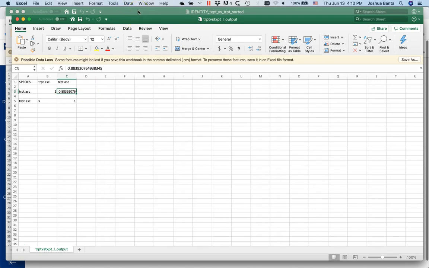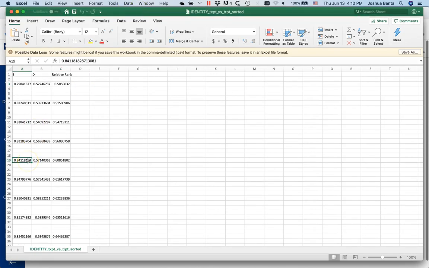If your empirical I value is greater than your critical I value, and the critical I value in this case, reading off of the spreadsheet, is 0.8412. So we have our empirical I, which is 0.8839, and our critical value based on the simulations, which is 0.8412. If the empirical I value is greater than the critical I value, you accept the null hypothesis.